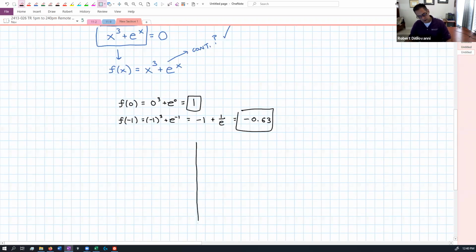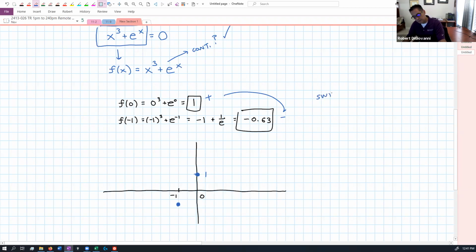What I know about this graph is this: when I go to 0, it spits out 1. So I know my graph does that. If I go to -1, I know that my graph spits out a negative number, so my graph has to be down here somewhere, which means it must pass through here. It has to, because it's continuous. Because the numbers are backwards, it switches signs.